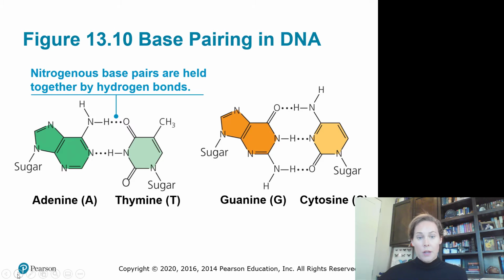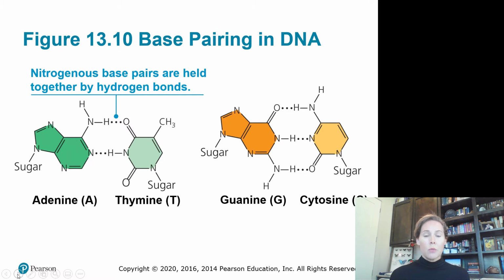Purines are the larger molecules: adenine, guanine. Pyrimidines are the smaller sized molecules, thymine and cytosine. A and T always shake hands, and G and C always shake hands. And they're held together by hydrogen bonds.